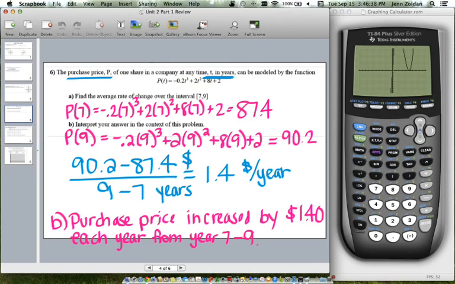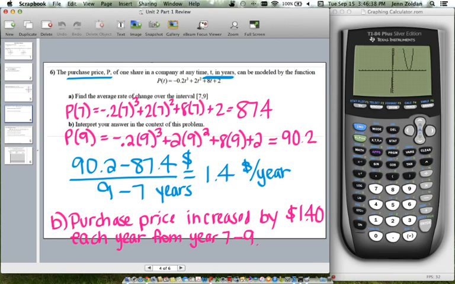Okay, so it's only from those 2 years where it increased by $1.40. If we had a different interval, like 1 to 4 or 12 to 15, the increase might be different. Okay, but it's just for that interval from 7 to 9 where our rate of change is 1.4, so it increases by $1.40 for each of those years.